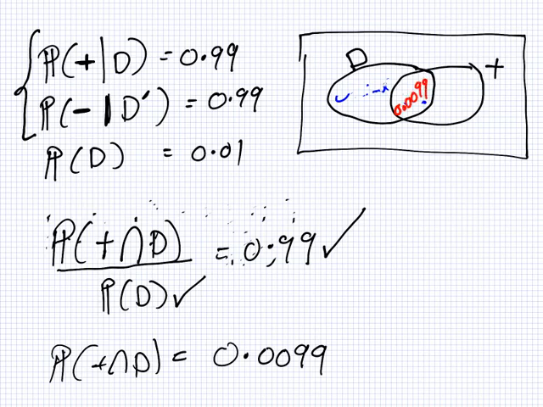0.0099. So do we know this piece here? Yes, we do. It will be 0.01 minus 0.0099. So here, this piece here will be 0.0001.